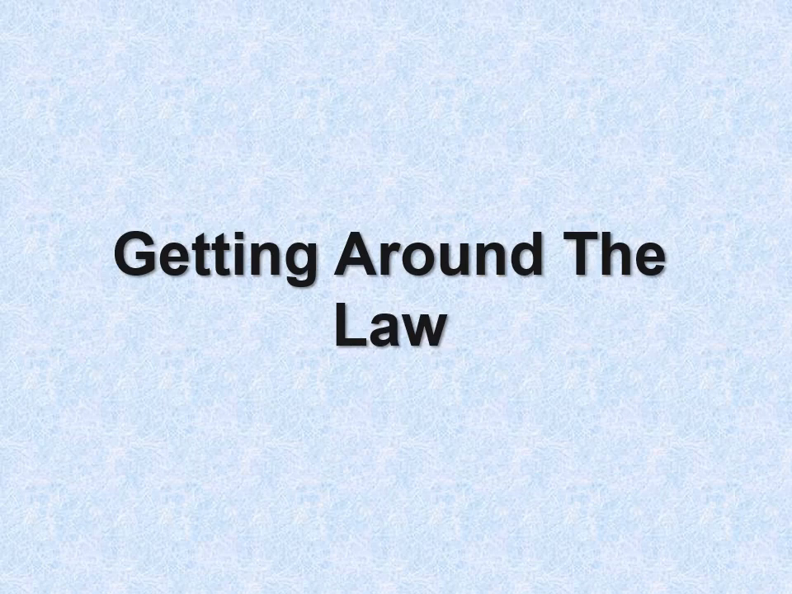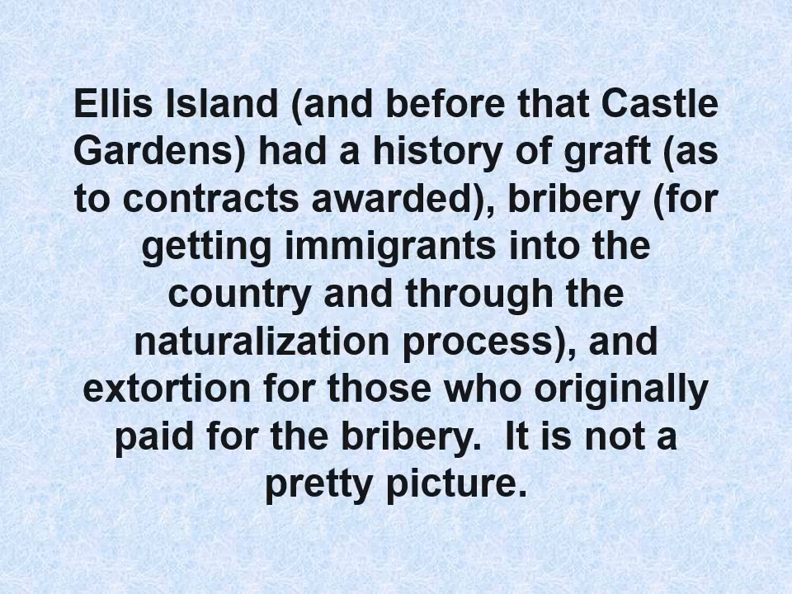Now, given the fact that people had to jump through hoops to become naturalized and even to get into the country legally, a pocket industry came about trying to get people illegally into the country and illegally to become naturalized. Humans are predictable. Ellis Island, before that Castle Gardens, had a history of graft, as the contracts awarded bribery for getting immigrants into the country and through the naturalization process, and extortion for those who originally paid for the bribery. It's not a pretty picture.